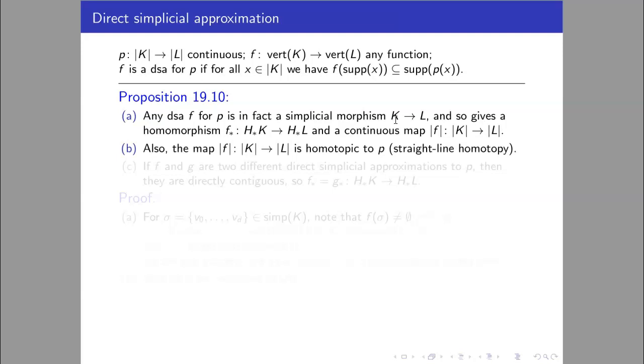So the next claim is that if we look at this map mod F from mod K to mod L, and of course P, the original P, that was also a map from mod K to mod L, the claim is that those two maps are actually homotopic, even by a straight line homotopy.